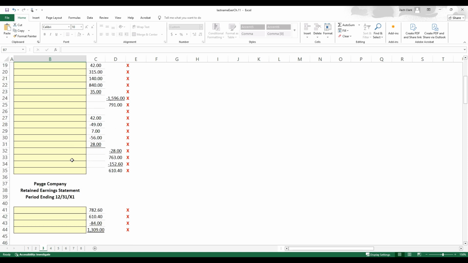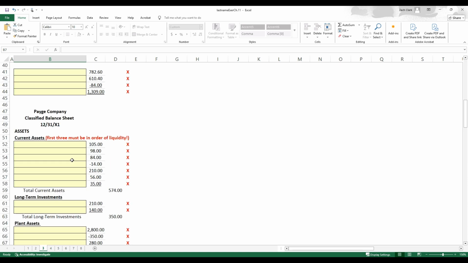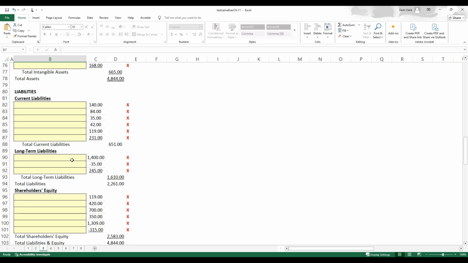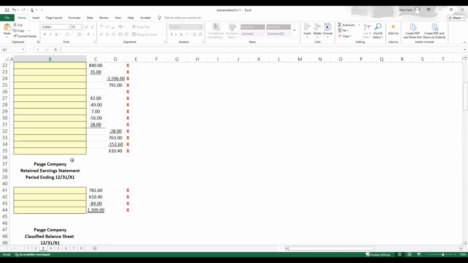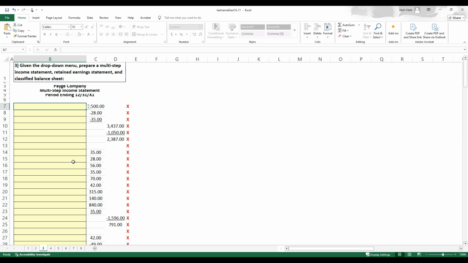Okay, so here we have a multi-step income statement and classified balance sheet, etc. I'm going to leave this one for you all to work on as well. The way is just drop downs essentially, and I want you all to practice this, because you will see some examples of situations or a problem similar to this on the final exam. I'll do a couple, just to show you real quickly.